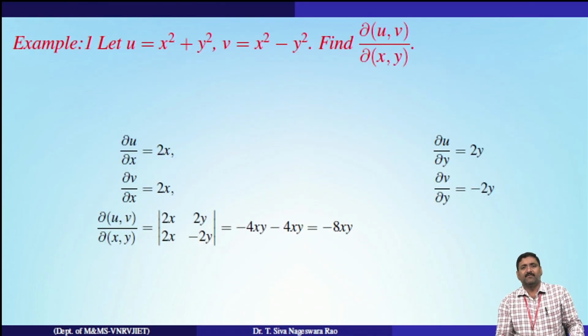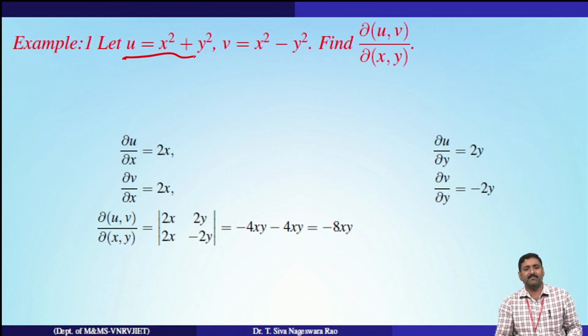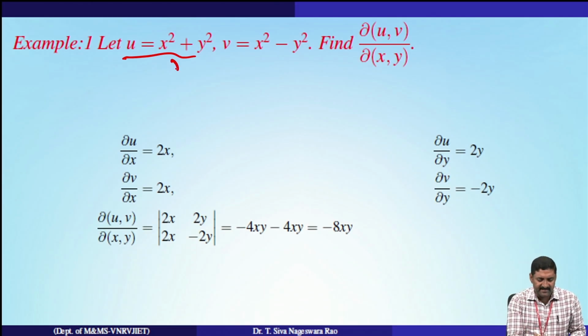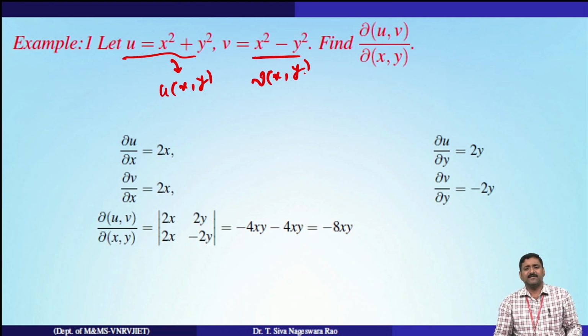Next we will see one example on Jacobian, how to find the Jacobian of the given two functions involving two independent variables. Let us take u of x comma y as x square plus y square. We will write it as u of x comma y and this as v of x comma y. So first we will find the partial derivatives of u with respect to x and y. Similarly, the partial derivatives of v with respect to x and y.